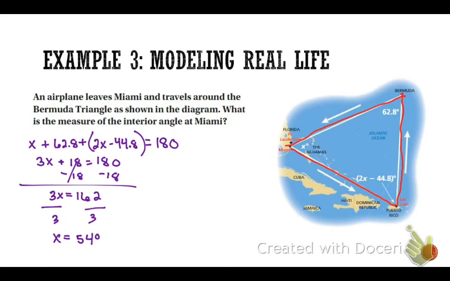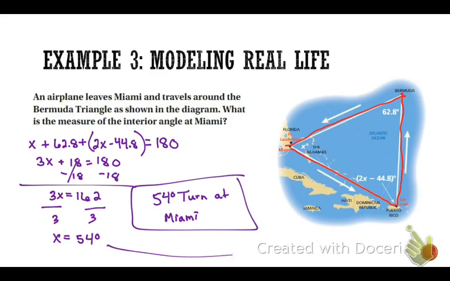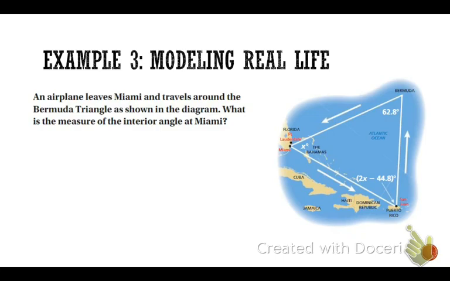So here's the good news. The turn at Miami is just an X. So I'm going to say a 54 degree turn at Miami. San Juan is a different story because I need to take 54, multiply it by 2, then subtract. But I don't have to do that because it only asked for Miami. Any questions for me? Okay. That's it for our lesson for today.